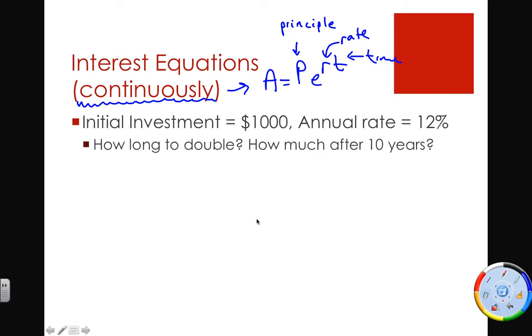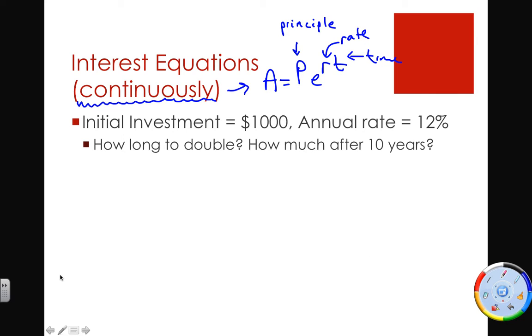So here's an example. You invest $1,000. Your annual percentage rate is 12%. It's compounding continuously. That's what this page is about. And I could ask a couple questions. One, how long will it take to double?